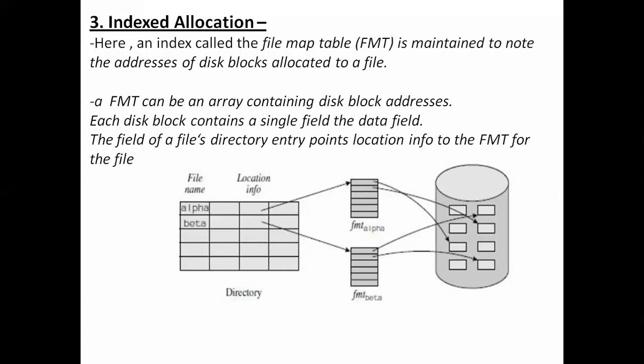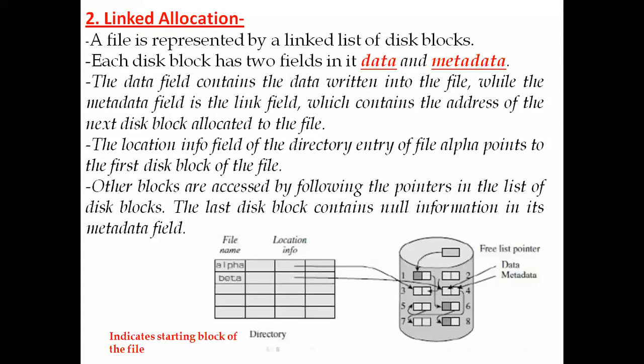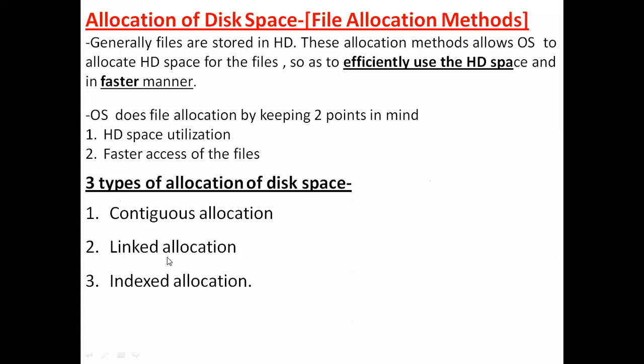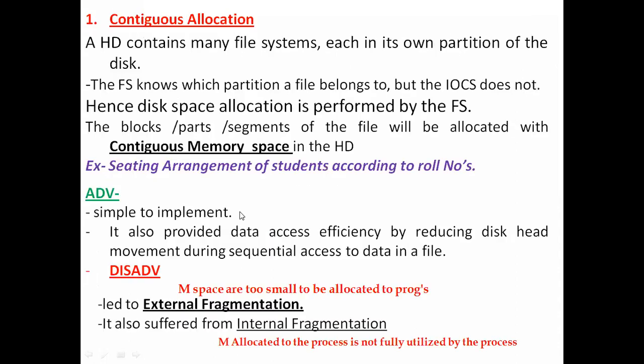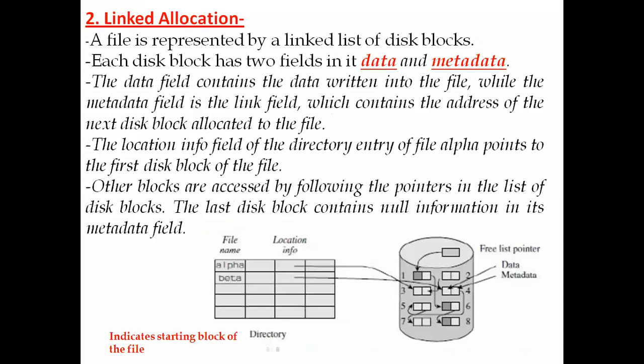So for this allocation of disk space, we basically find three types of allocation methods: contiguous allocation, linked allocation, and the last one, indexed allocation. For each type of allocation method you have the accompanying diagrams, so practice the headings as well as the related diagrams.